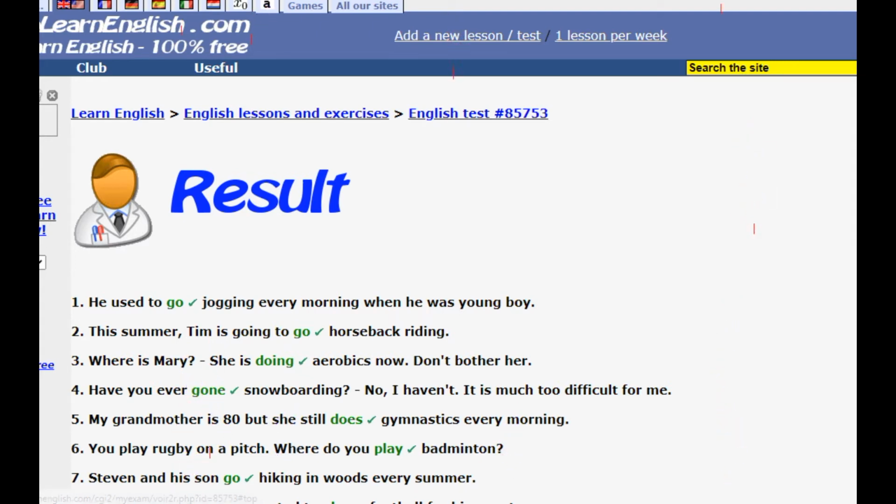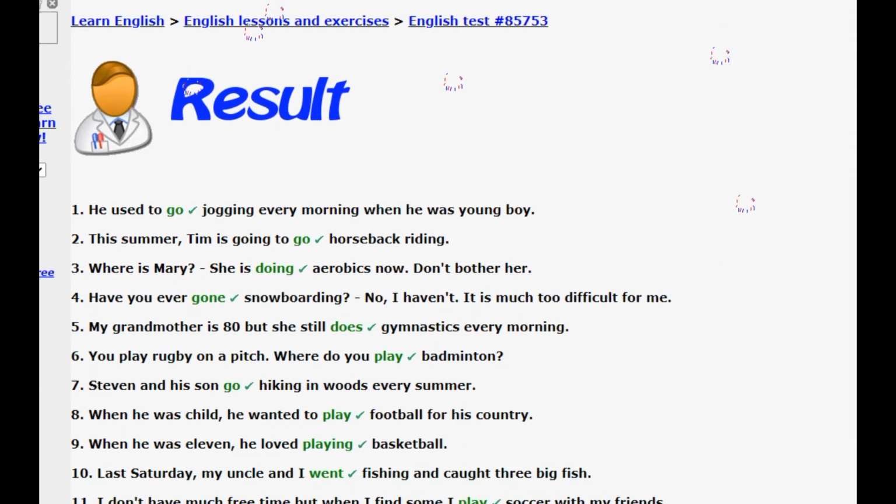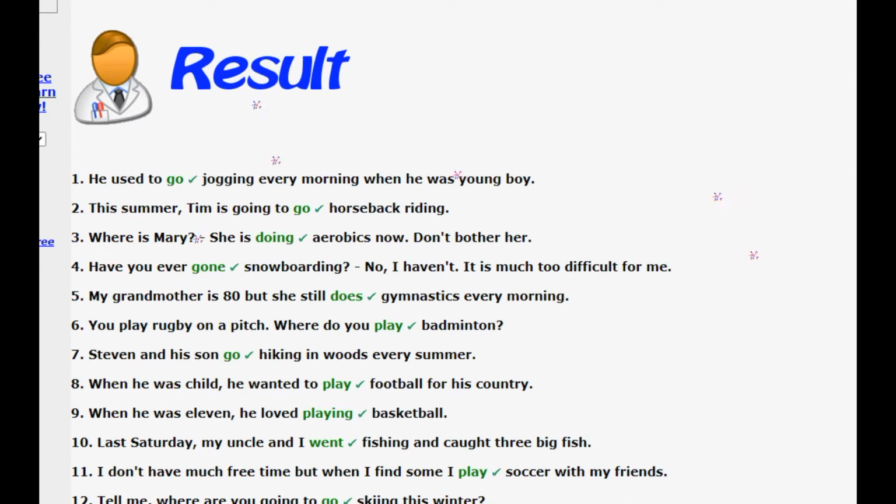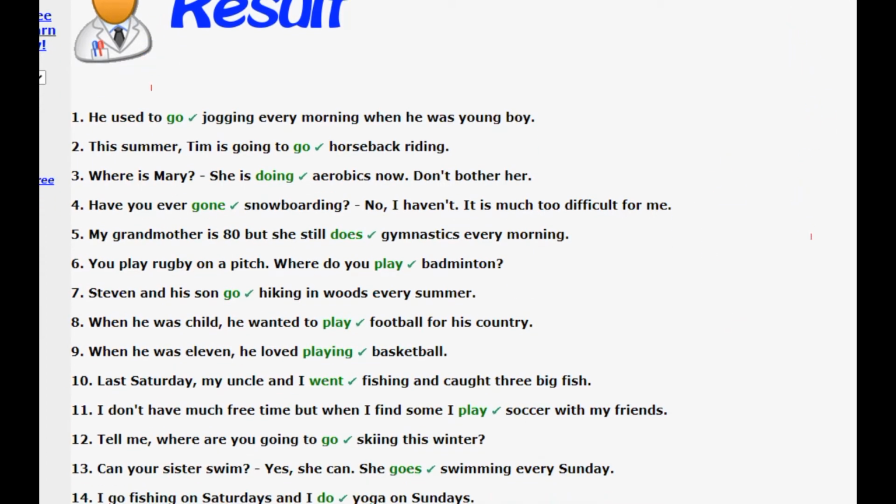Number 6, you play rugby and you play badminton. Both are games. 7, go hiking. 8, play football. 9, playing basketball. He loved playing basketball. 10, went fishing. Went is the past tense of go fishing, went fishing in the past. Number 11, play soccer. Number 12, go skiing.